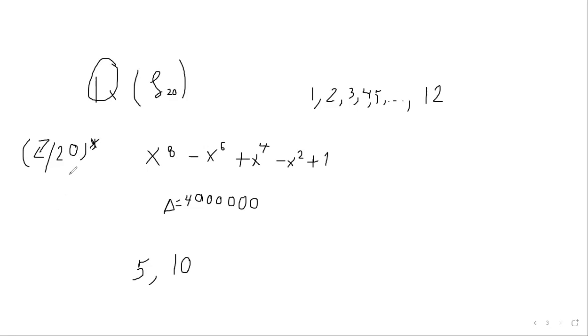The multiplicative group of Z over 20. And how many subgroups of index 2 do we have here?